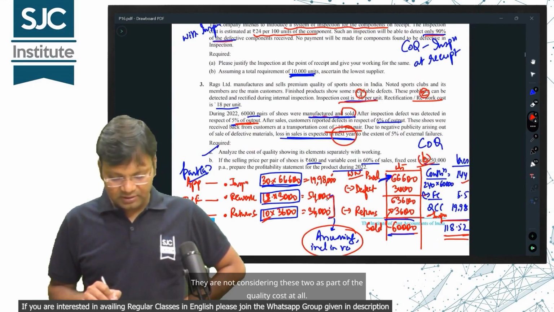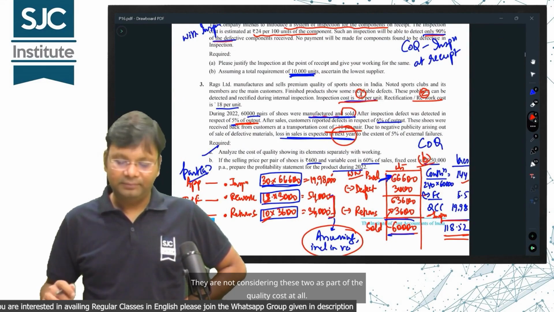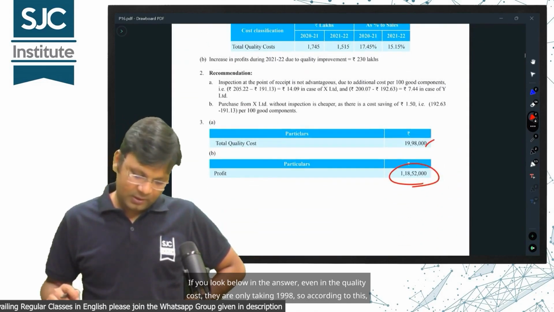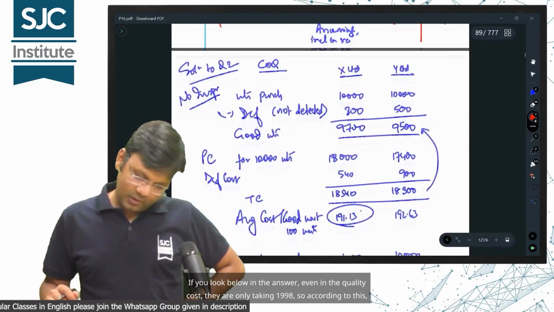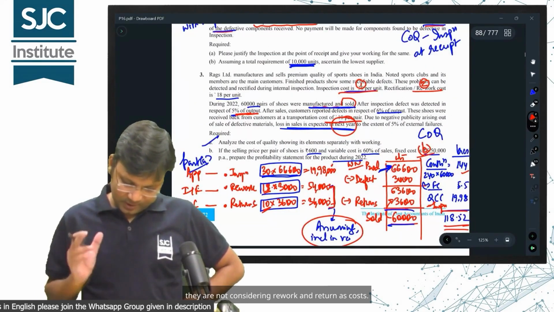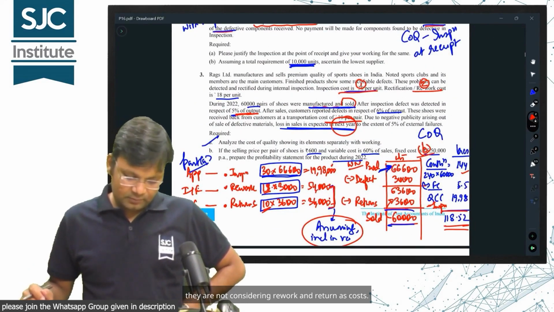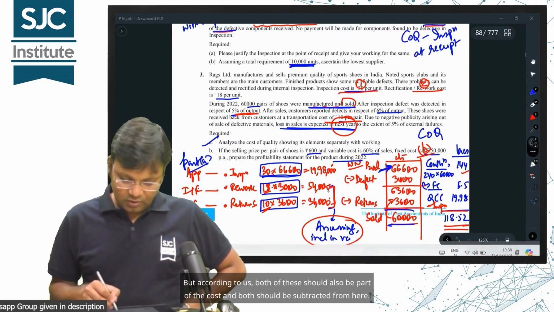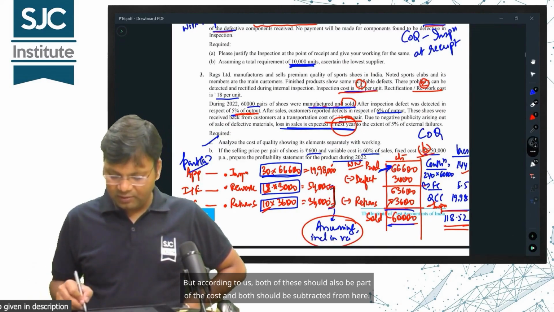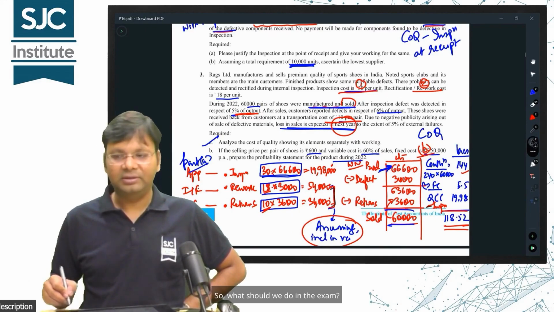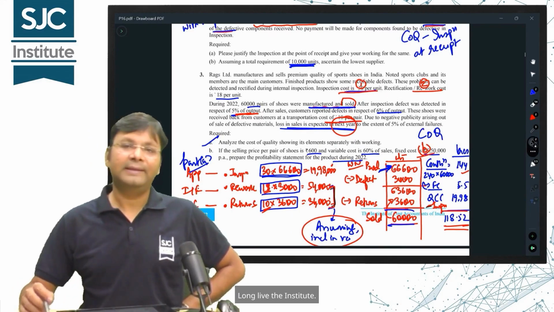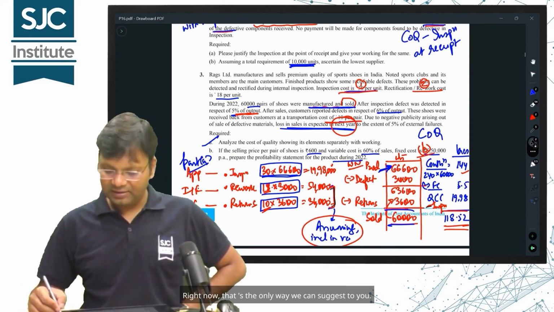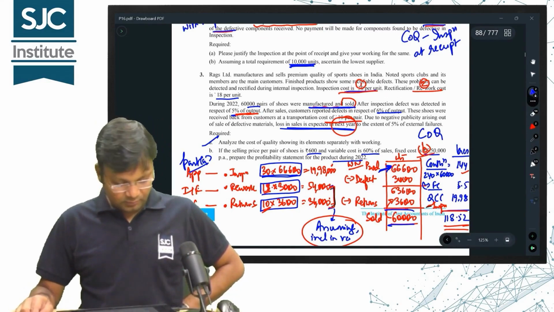They are not considering these two as part of the quality cost at all. If you look below in the answer, even in the quality cost, they are only taking 1998, so according to this, they are not considering rework and return as costs. But according to us, both of these should also be part of the cost and both should be subtracted from here. So, what should we do in the exam? Long live the institute. Just do whatever the institute is doing. Right now, that's the only way we can suggest to you.